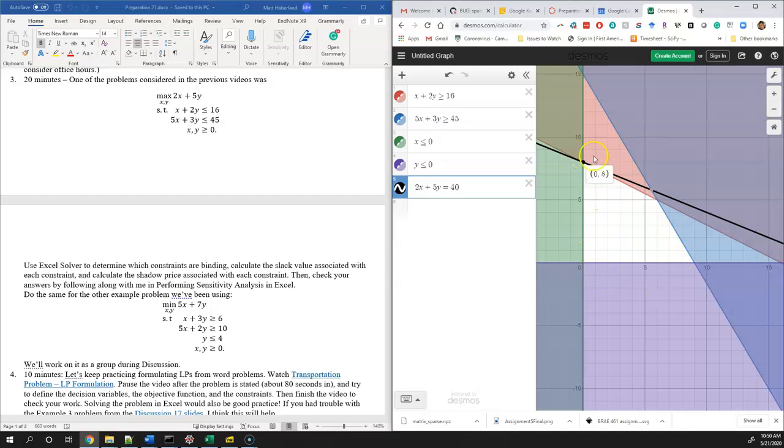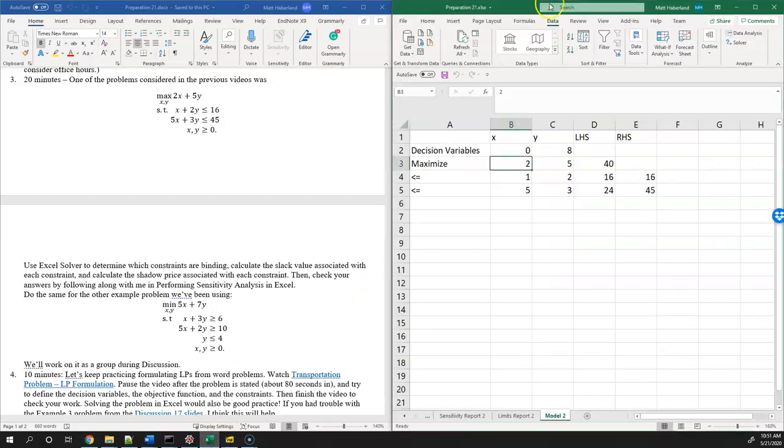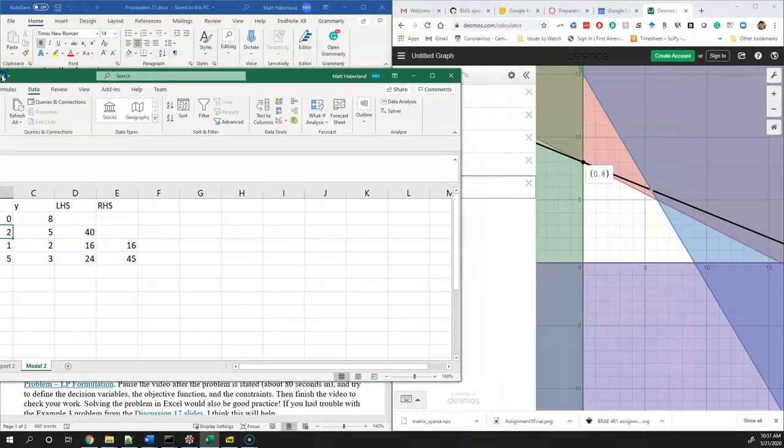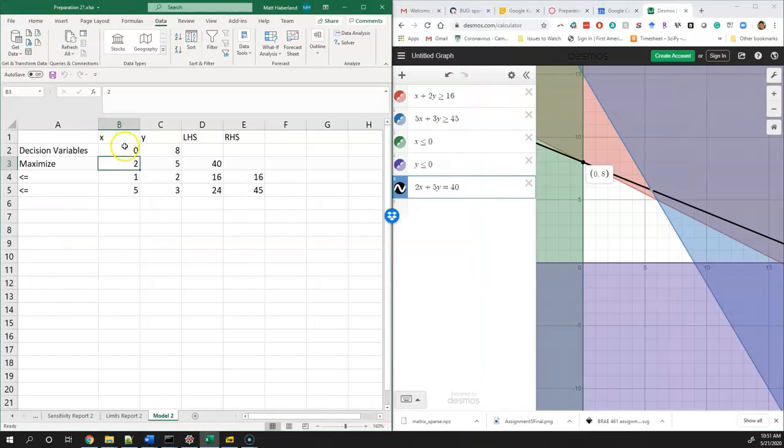So this is the graphical solution. When we do the sensitivity analysis, we're going to compare it to the graphical solution and see what we can learn about it. So actually, let's go ahead and move this over. We can replace the problem for now. And let's take a look at each of the different reports that were generated.